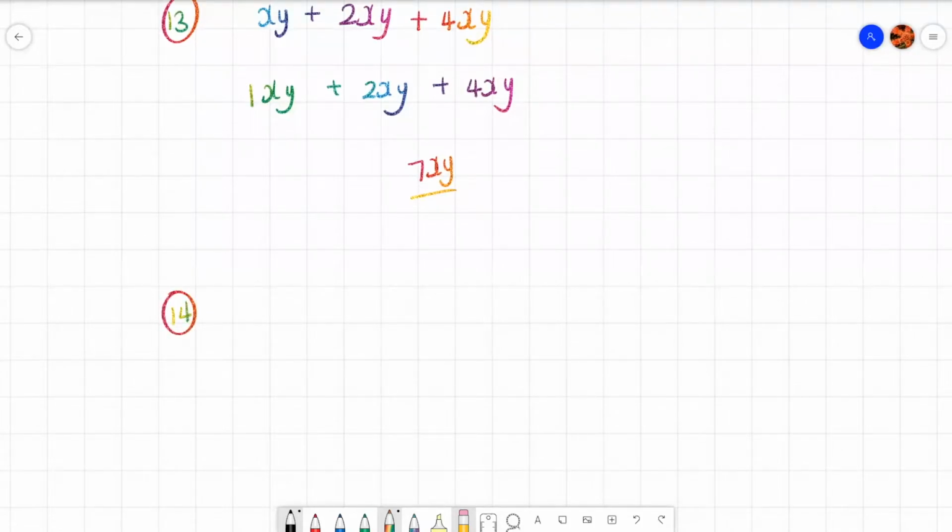Let's do another one. I've got 4xb plus 5xb, and then I've got minus 12xb. Okay, so again, I can add and subtract these because they're both x, all of them are xb's. So 4xb plus 5xb is 9xb, and I've got to subtract 12xb from it, it's minus 3xb.